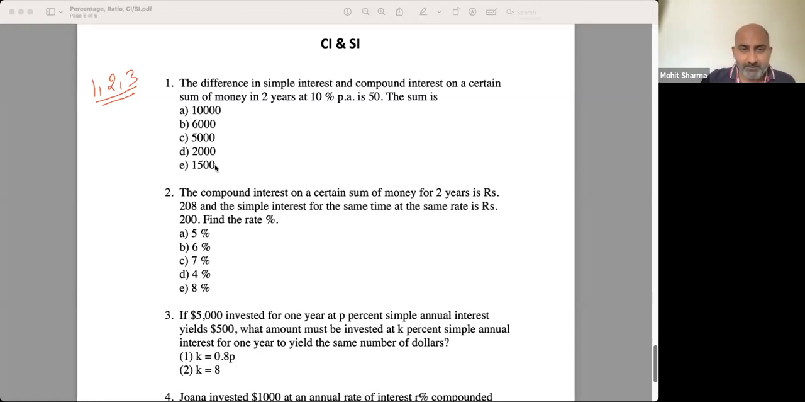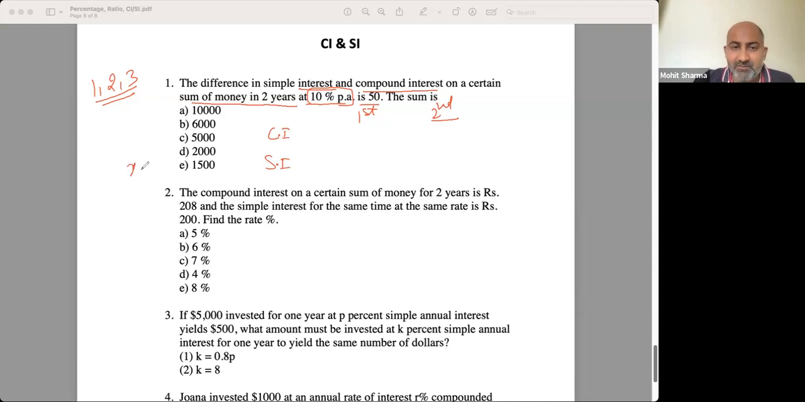Let's see. The first one: the difference between simple interest and compound interest on a certain sum of money in 2 years, at per annum interest rate, is 50. What would be that sum? So first year, second year. Okay. So compound interest and simple interest.